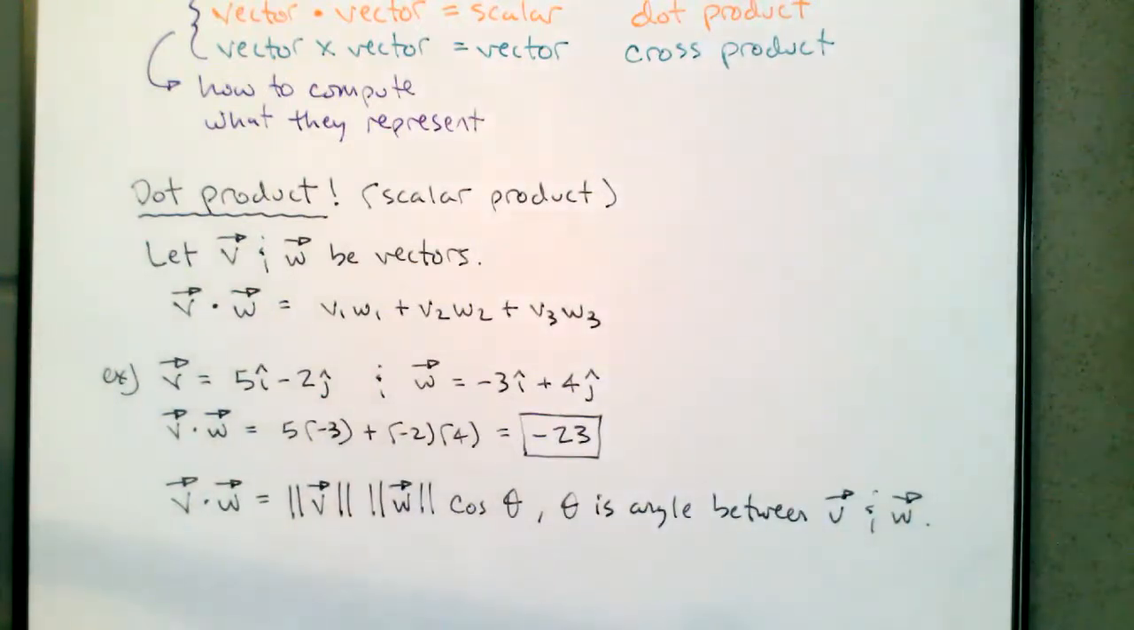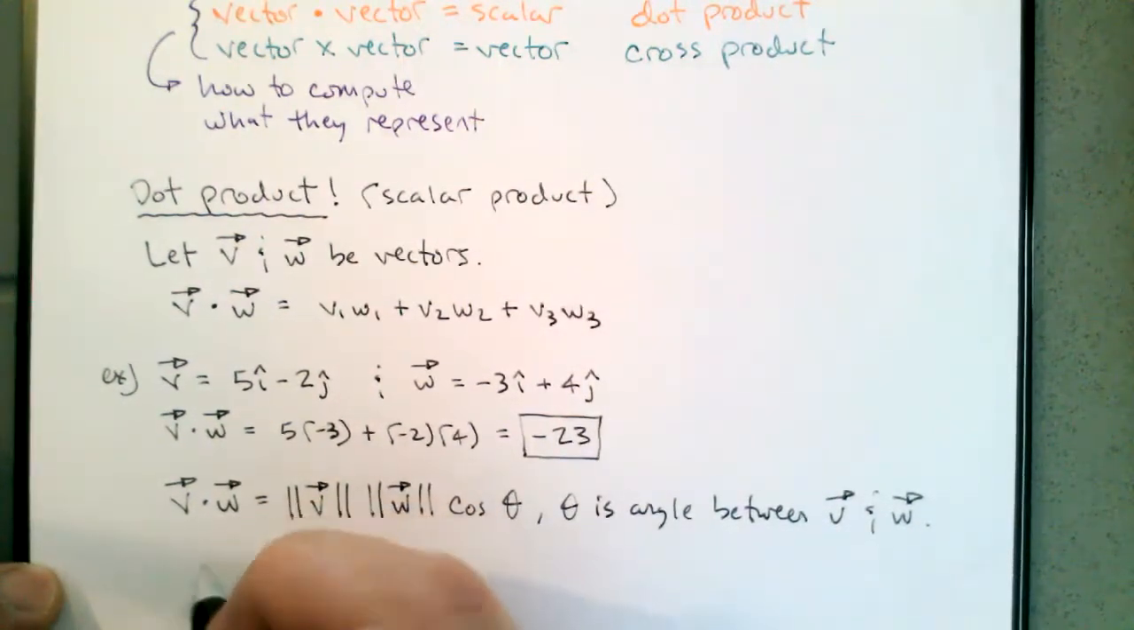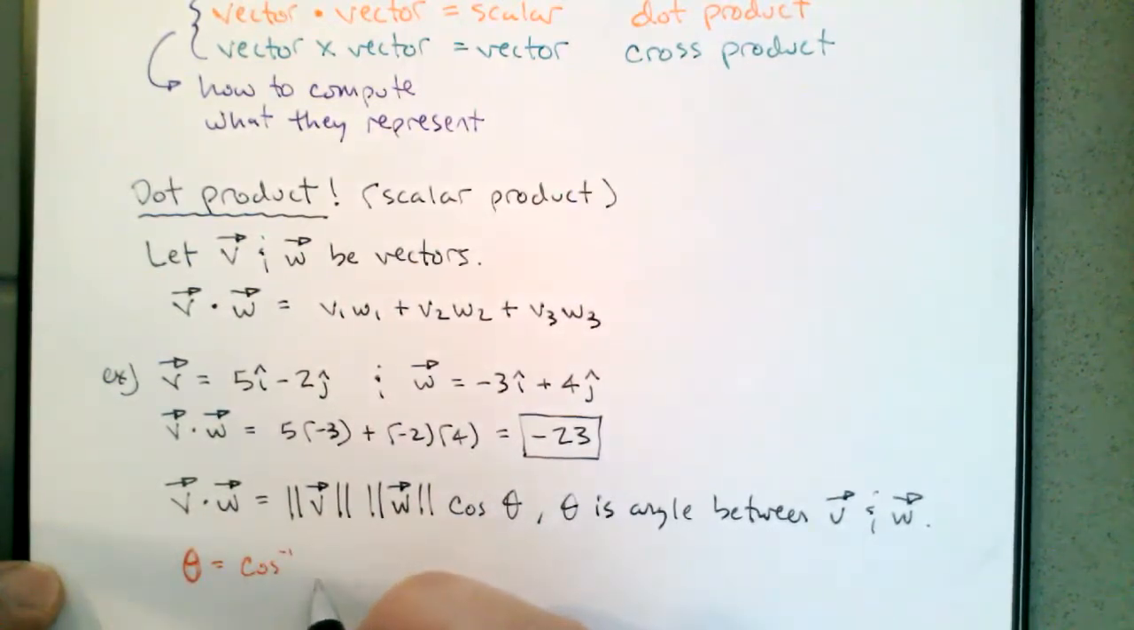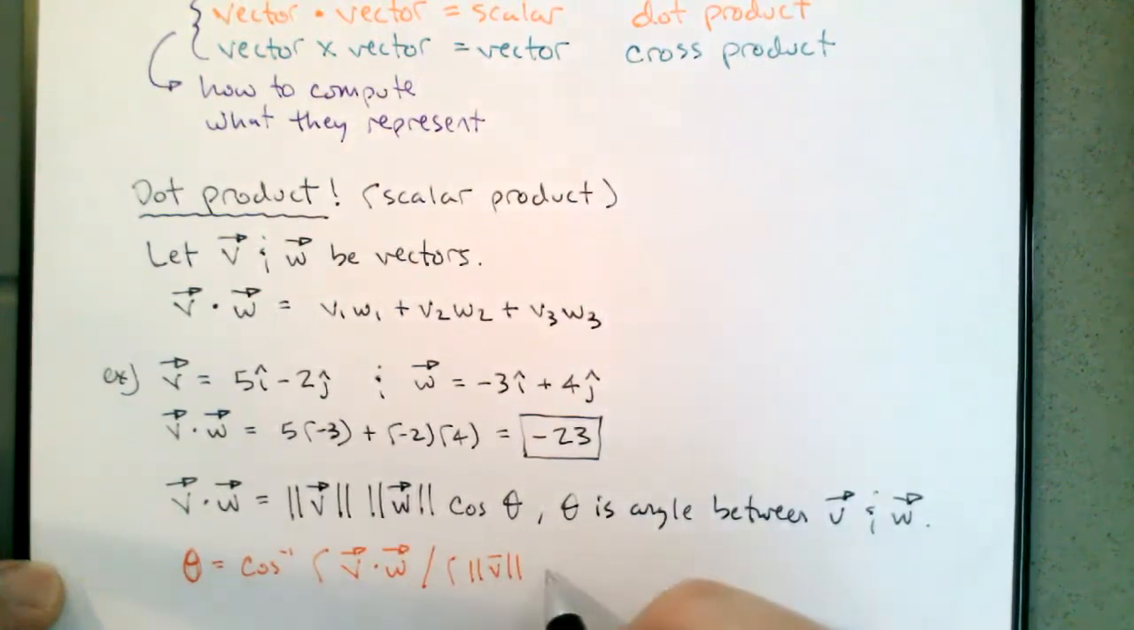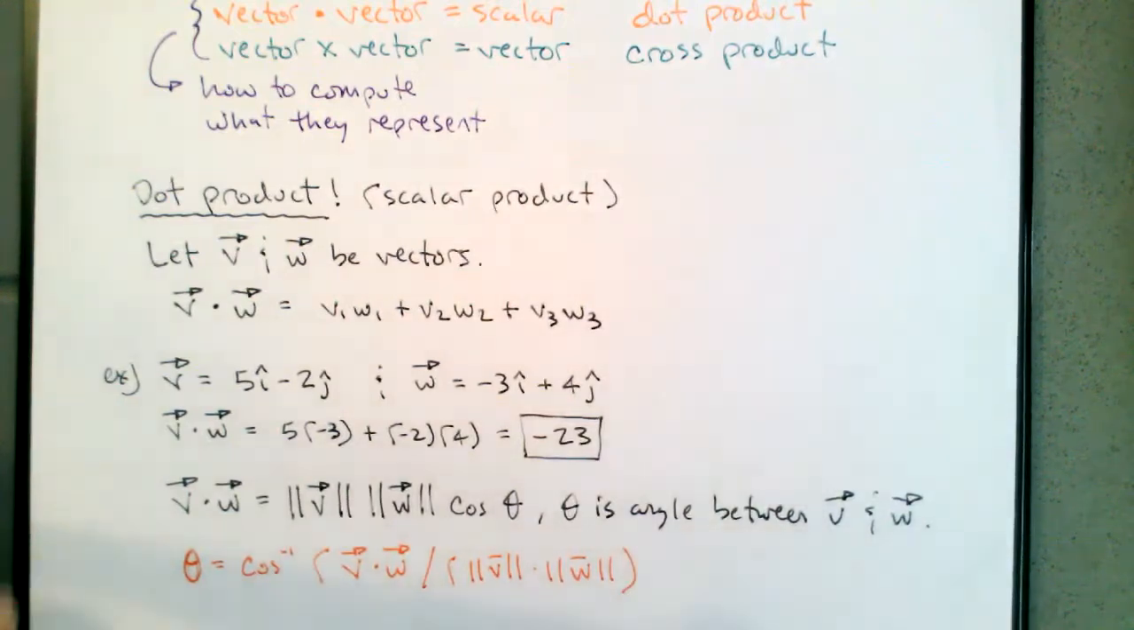So our favorite thing to do with this definition is to solve for theta, the angle between the vectors, as cosine inverse of v dot w divided by the magnitude of v times the magnitude of w. Missing one.